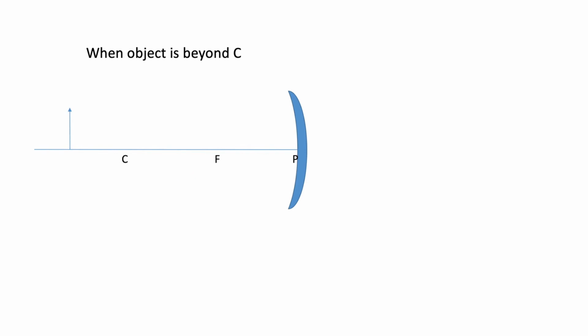Now we can check the second case, when the object is beyond C. Now we are keeping the object some more closer, beyond C from infinity. Again, one ray we can draw parallel to the principal axis.